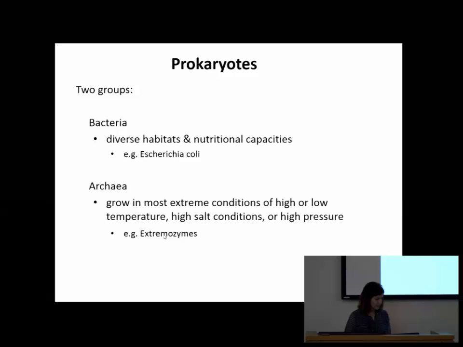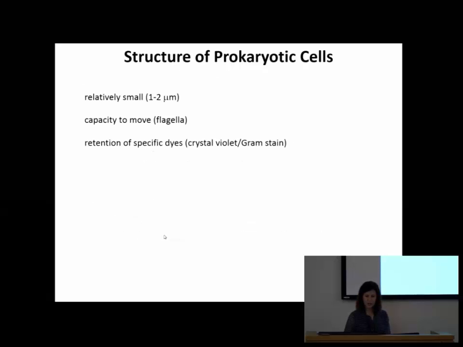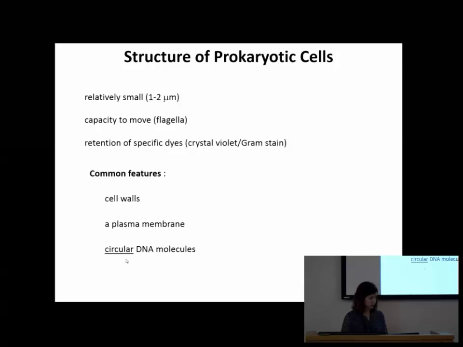All right, so let's take a look at the structure. It's pretty small. They can move with the flagella, and it can be gram positive or negative depending on the cell wall. And they have cell walls, plasma membrane underneath, and this circular DNA. The circular DNA allows it to evolve very quickly. And so the biggest difference is that we don't have organelles with prokaryotes.